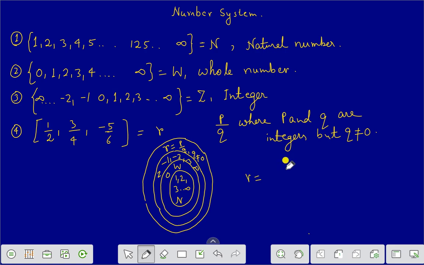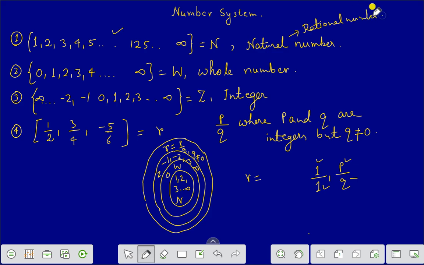Now we'll deal with rational numbers. Can all the natural numbers 1, 2, 3, 4 be written as rational numbers? Yes, because 1 can be written as 1 by 1. Here you see 1 by 1 means it can be written as p by q. And 1 is also an integer, p is an integer, q is an integer. That means all the natural numbers are rational numbers.